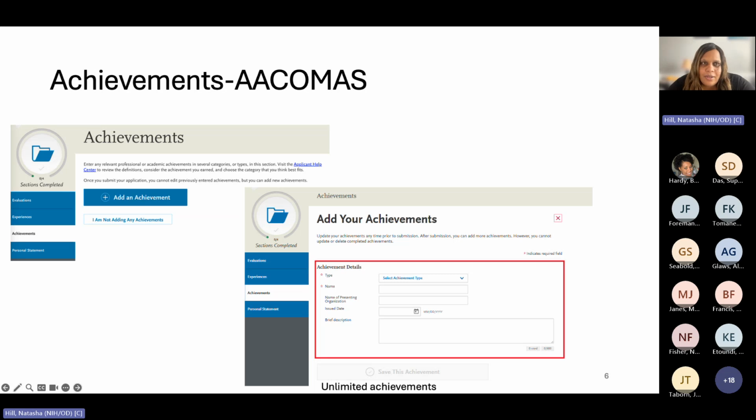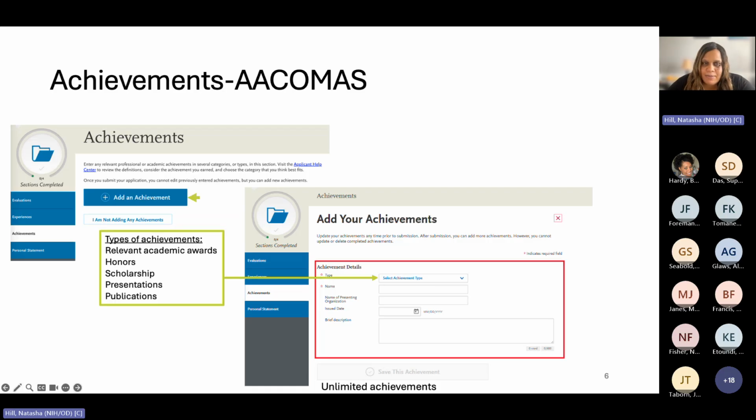Okay, now for AACOMAS, you're also going to have an achievement section. And this is right below the experiences. And similar to the experiences, you're going to have an add achievement box that you're going to be able to select. And then you're going to select from the drop-down box one of these types of achievements that you may have, right? And so you're going to put the achievement name. Was it a presentation you presented? You had an oral presentation at, I don't know, the NIH poster day or 3-minute talk competition.